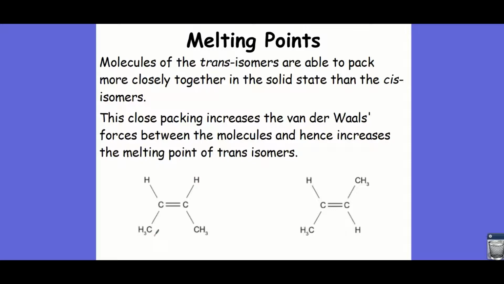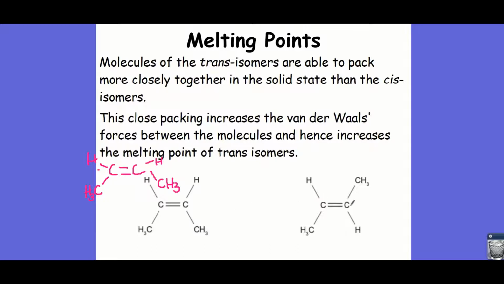So when it comes to close packing, the close packing of these molecules can only really happen at this side of the molecule. So if I had another butene coming in here, it can only really pack in there as opposed to the bottom half of the molecule. There's not enough space for that to happen here.